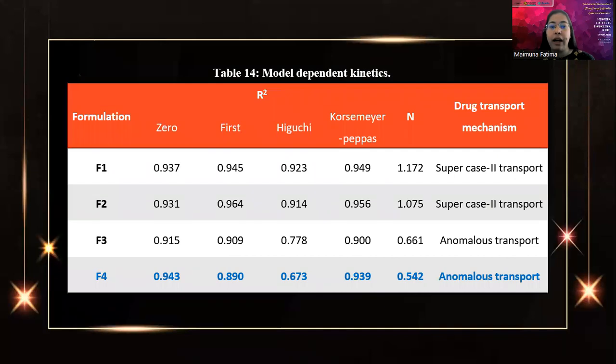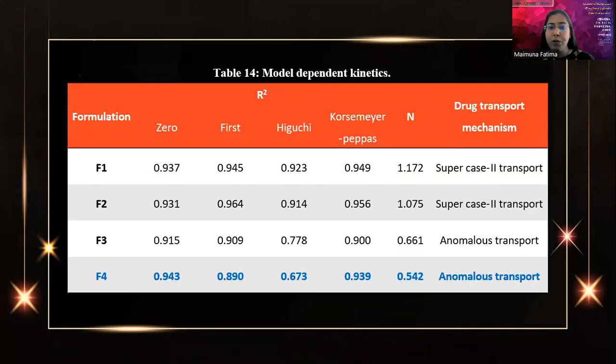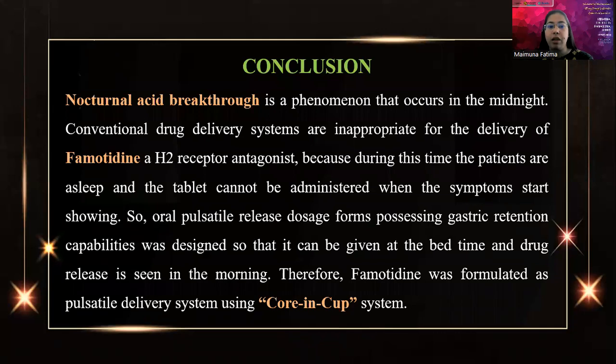Then model dependent kinetics was performed to determine the release kinetics, release mechanism, and the drug transport mechanism. It was found that the optimized formulation follows zero order drug release kinetics, Korsmeyer-Peppas drug release mechanism, and from the values of n, it was found that the formulation shows an anomalous transport drug release mechanism, the drug release process being swelling controlled. These are the plots of the model dependent kinetics for the optimized formulation.